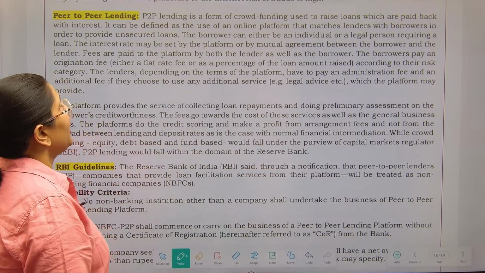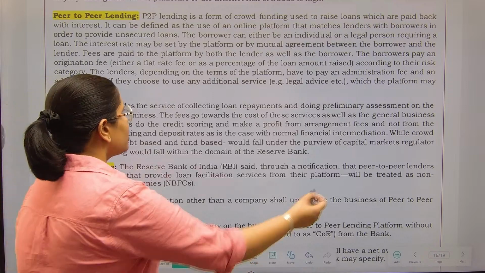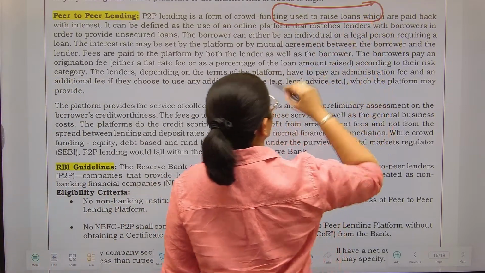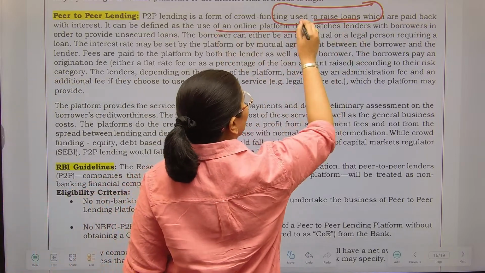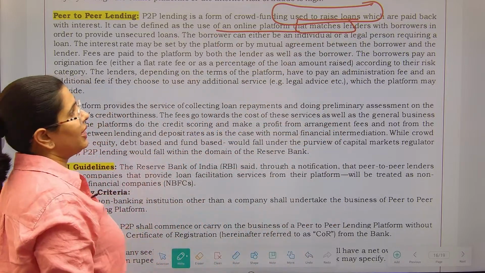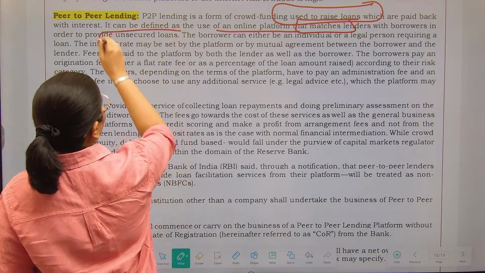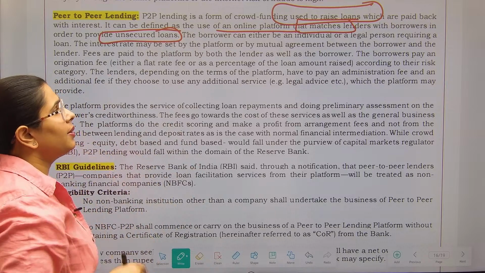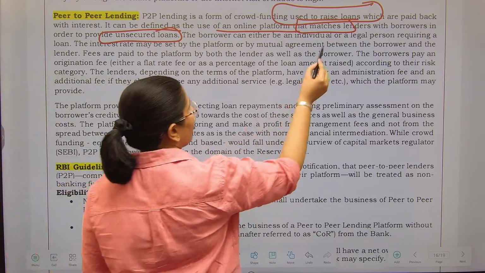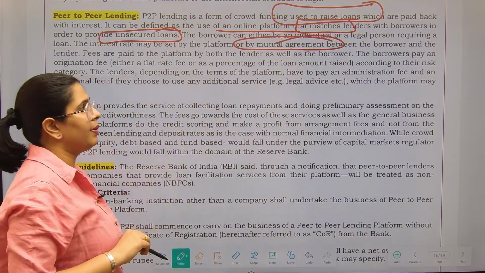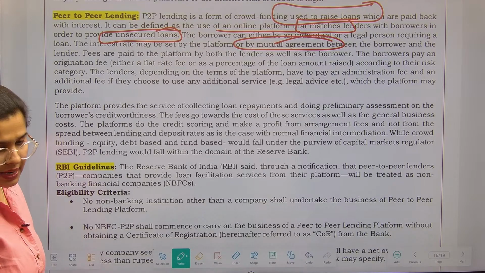Let's talk about this. P2P lending is a form of crowdfunding used to raise loans which are paid back with interest, right? So why are we talking about this? Because it is used to raise loans. It can be defined as the use of an online platform that does the matching between the lenders and the borrowers in order to provide unsecured loans. So key pointers, please notice: the borrowers can either be an individual or a legal person requiring the loan. The interest rate may be set by the platform or it can be decided by mutual agreement between the borrower and the lender. Fees are paid to the platform by both the lender as well as the borrower.